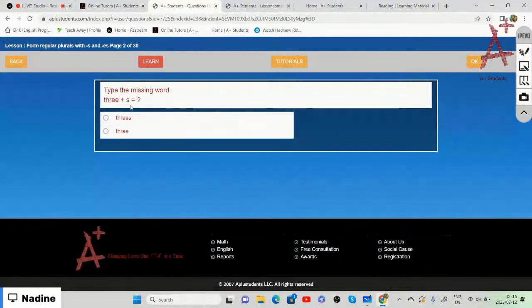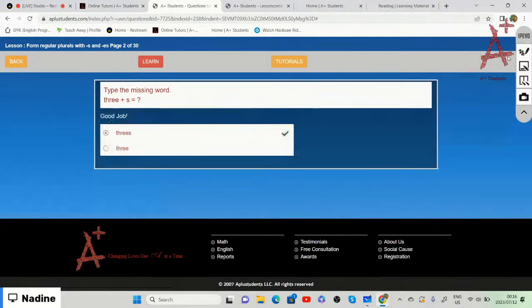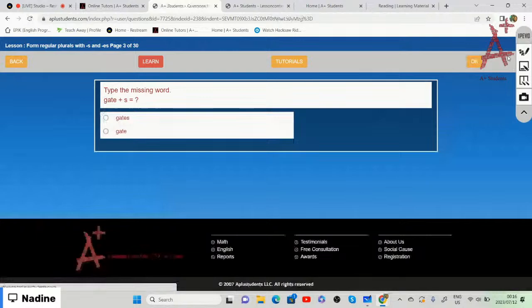Threes, like the number three, right? So we have one, three. Once we add the S, it means threes. So is it the first option, which is threes, or three? It only refers to one. All right, so threes, right? Because we added an S.